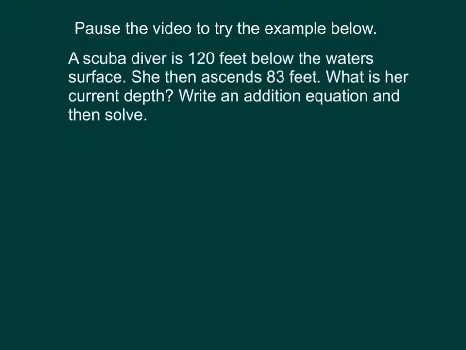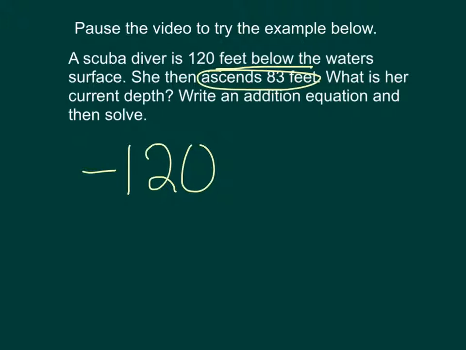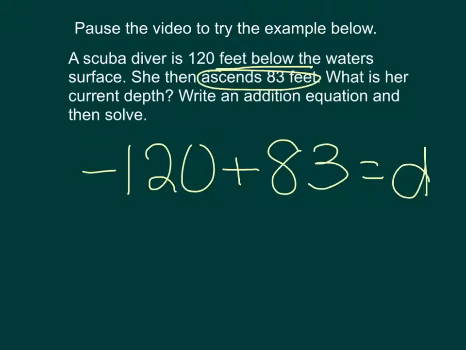So we first find out that she's 120 feet below, which means that it's a negative 120 feet. She ascends. Descends is going down, so ascends is coming up, which would make a positive 83. And then they want you to solve for the current depth. So here we have a negative and a positive.